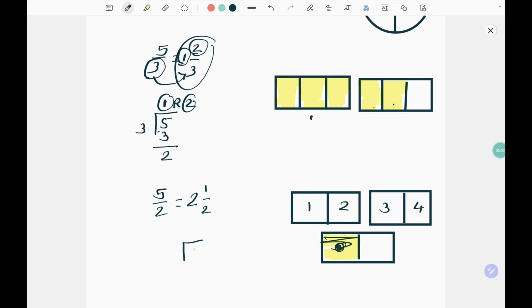Let's see by long division. 5 divided by 2. 2 times 2 is 4. Okay, so 5 take away 4 is 1. So the remainder is 1. You can see the answer is 2, meaning 2 whole. And remainder 1 means the leftover 1/2, or half. 2 whole and a half is the answer.